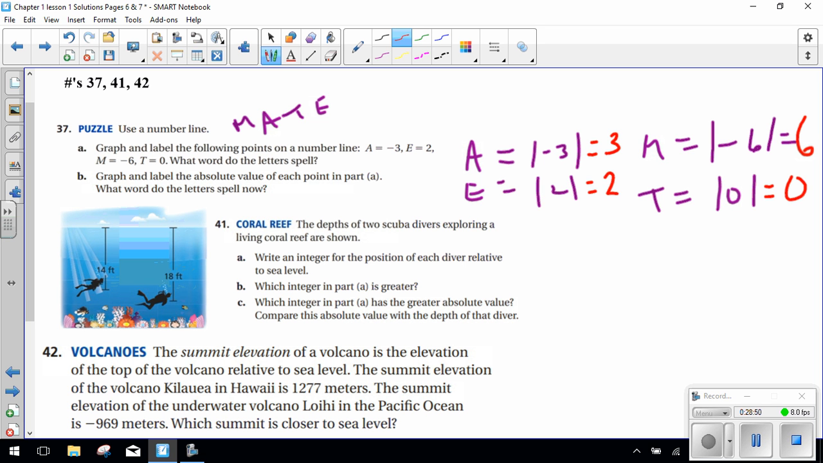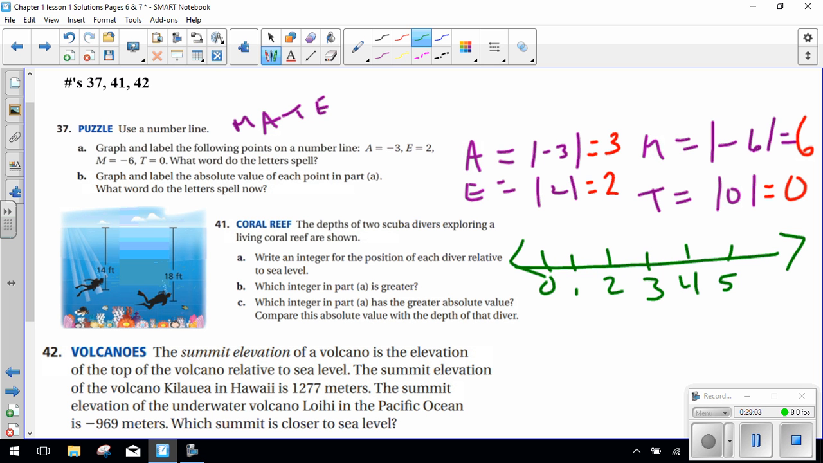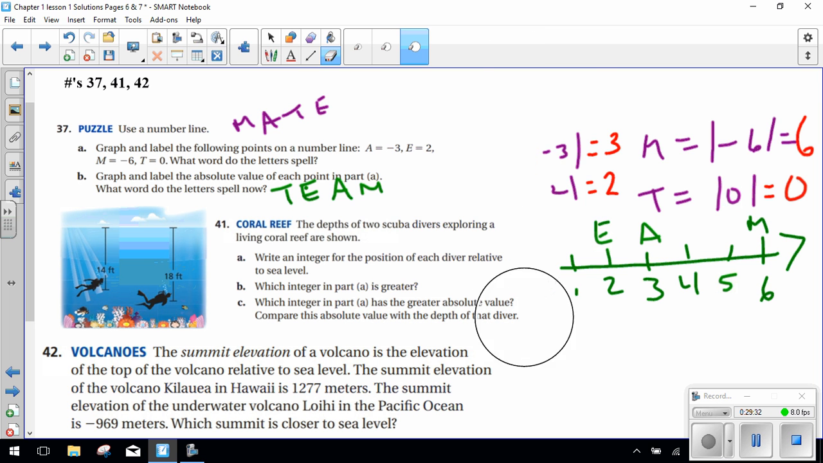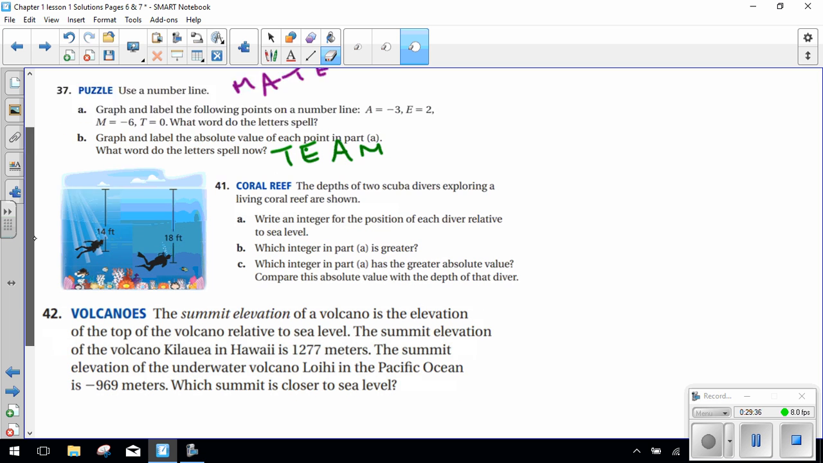So now we're going to take those four numbers in red and order them from least to greatest on a number line. So it looks like we're going from 0 to 6. 0, 1, 2, 3, 4, 5, and 6. So here is A at 3. E is at 2, M is at 6, and T is at 0. And the question is, what word do those letters spell now? And it spells the word team, T-E-A-M. Okay, not too terrible, just takes a little focus. Okay, next.